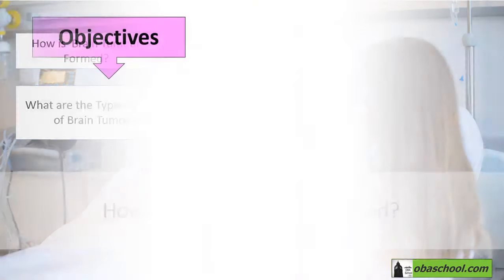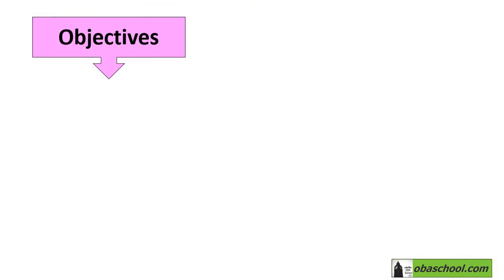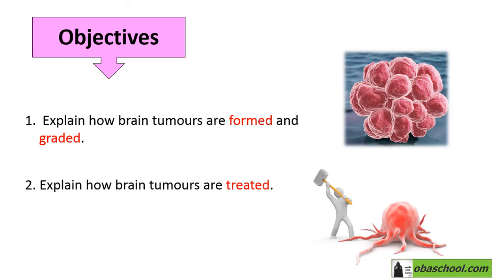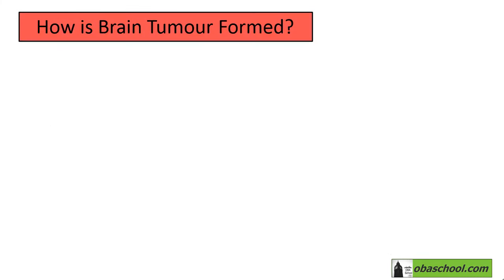So, by the end of this tutorial, you will be able to explain how brain tumors are formed and graded. Moreover, you will be able to explain how brain tumors are treated. Beginning with the formation of brain tumor. How is brain tumor formed?